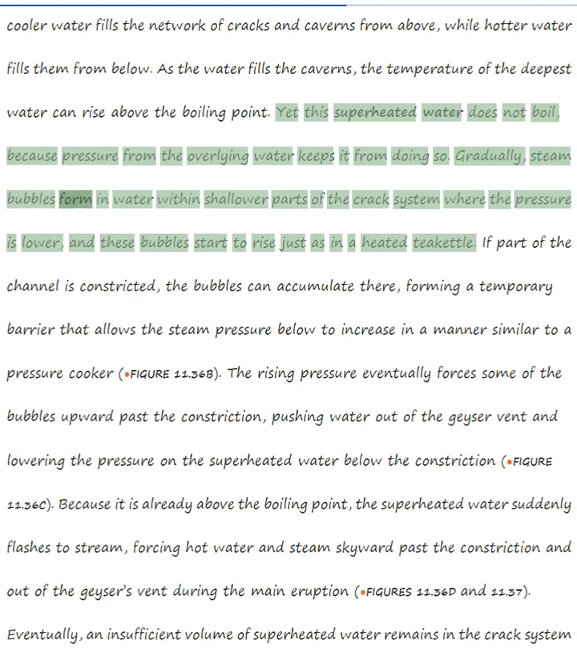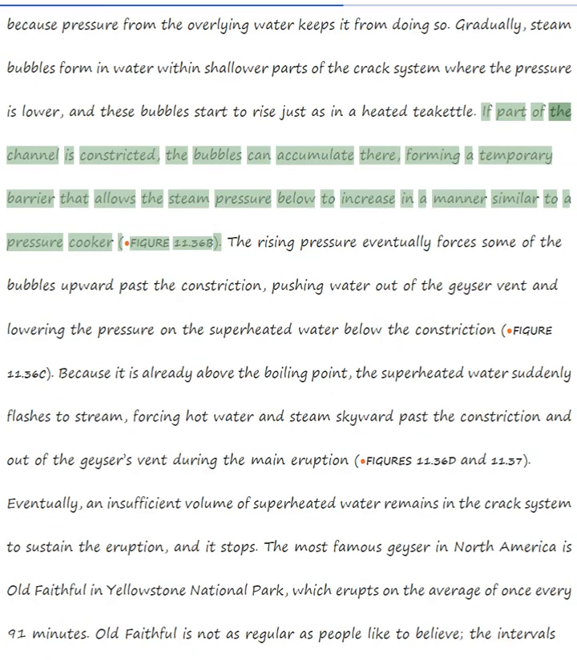Gradually, steam bubbles form in water within shallower parts of the crack system where the pressure is lower, and these bubbles start to rise just as in a heated tea kettle. If part of the channel is constricted, the bubbles can accumulate there, forming a temporary barrier that allows the steam pressure below to increase in a manner similar to a pressure cooker.